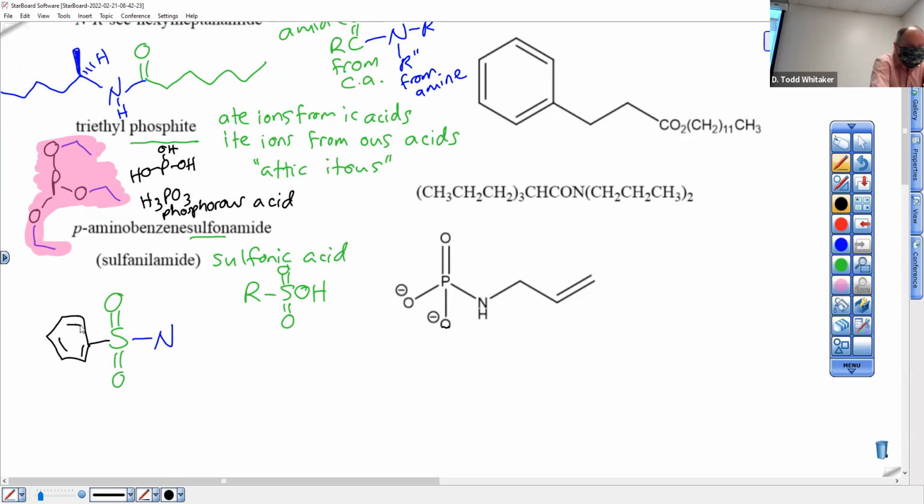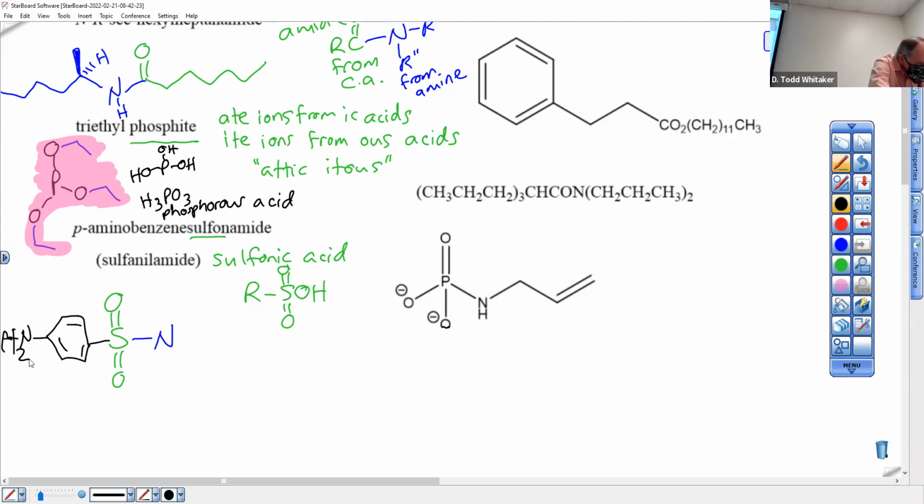And what does p-amino mean? This benzene in the para position has an amino group. That's an NH2. That has nothing to do with a sulfonamide. That's a group on the benzene, an amino group.